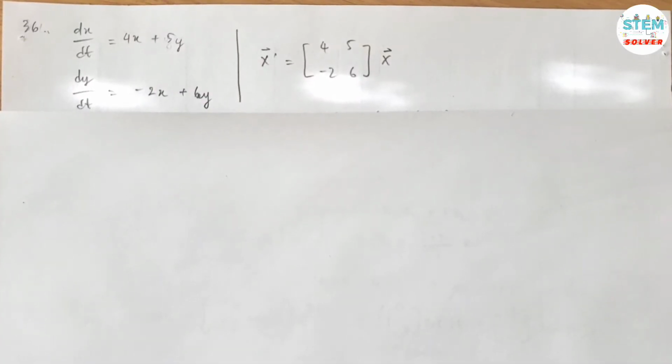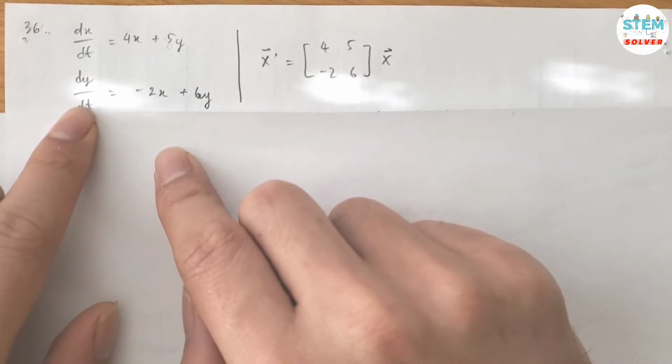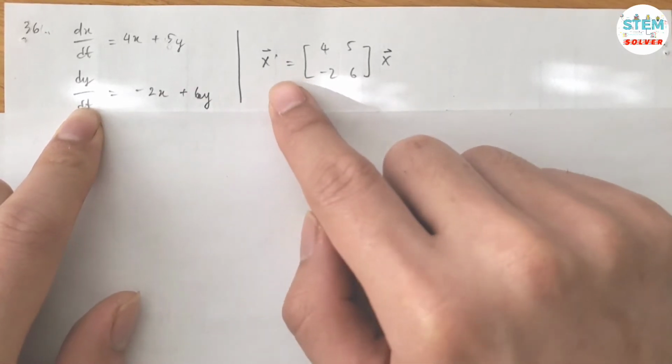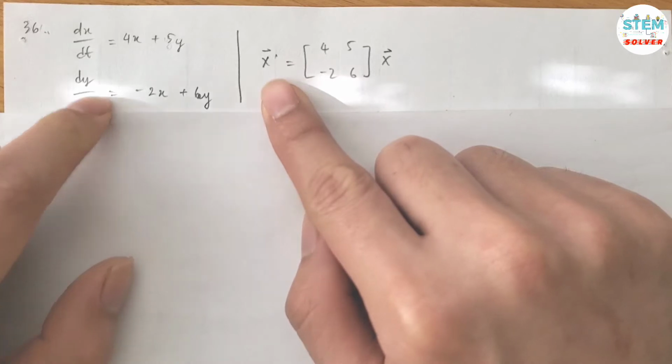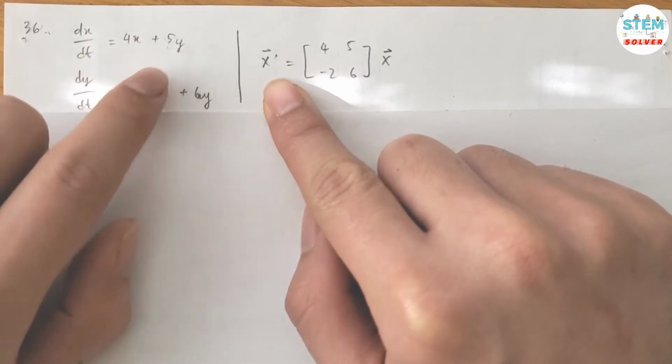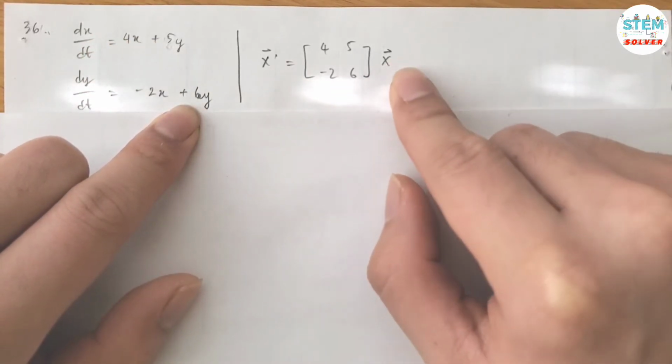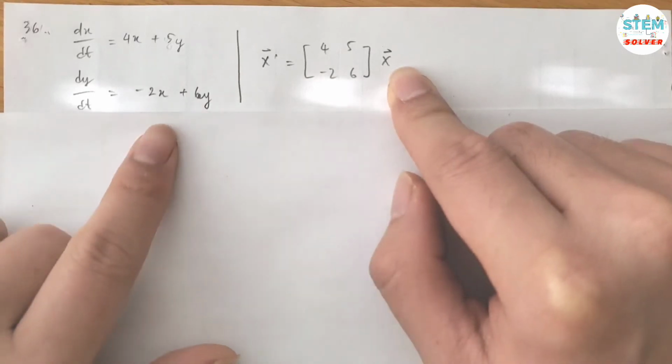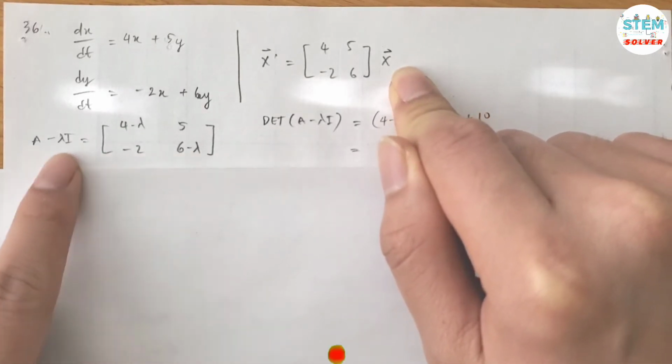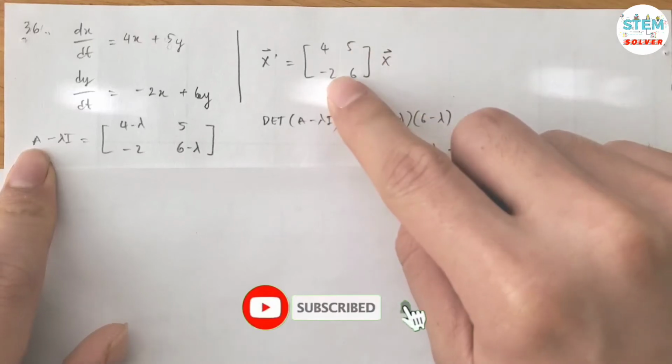The general solution for the given system is the system. First, you need to put it into a vector x prime, which basically you take the leading coefficients of x and y, put them into this matrix, and then multiply by vector x. Okay, then you find A minus lambda I. What is A? Let's call this matrix A.